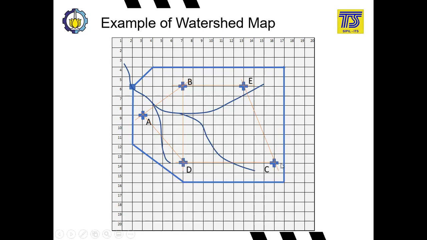But if the station is on the outside of the watershed and it's far, for example, here we have the station C on the corner bottom of the picture, on the line number 20, we should not consider that station as our station to calculate the Thiessen method.